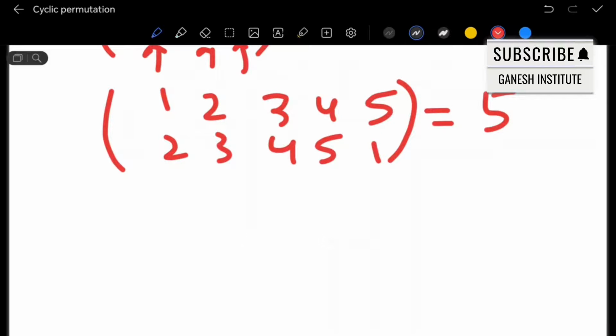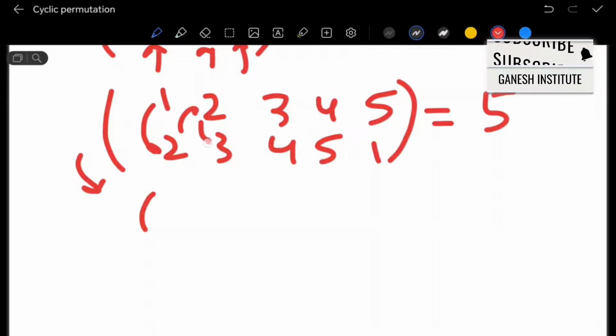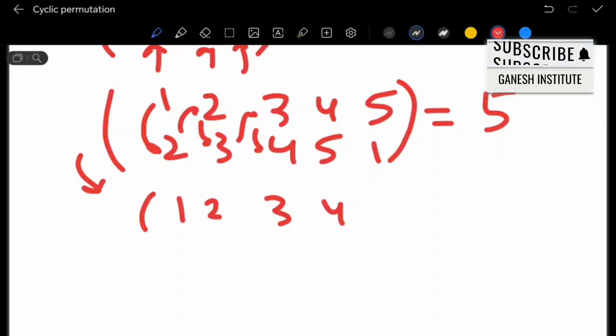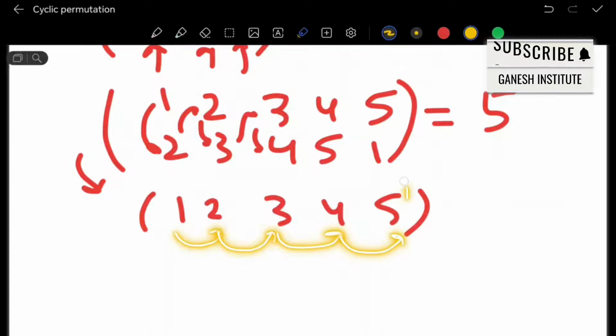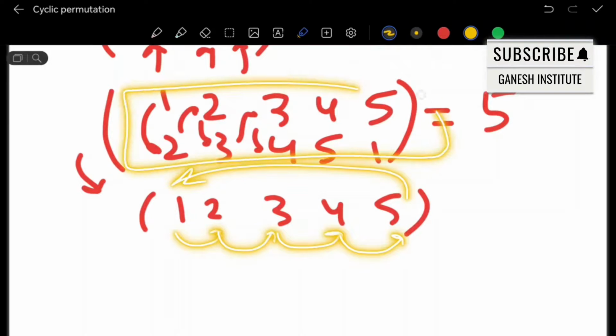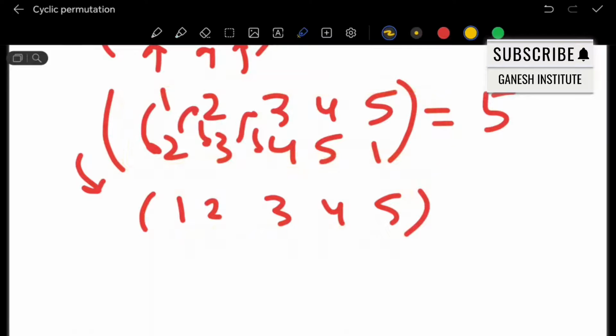So this is how you can find it out, and this can be written in this form. The cyclic permutation can be expressed as (1 2 3 4 5). If you are given this form, you can elaborate it in the other form. Why? See, 1 goes to 2, 2 is connected to 3, 3 is connected to 4, 4 is connected to 5, and 5 is connected to 1, isn't it? Hence, we can represent a cyclic permutation in this manner. Hope you have got it.